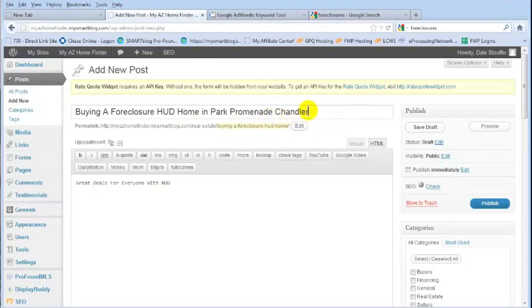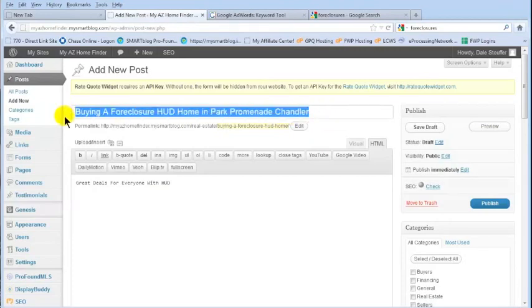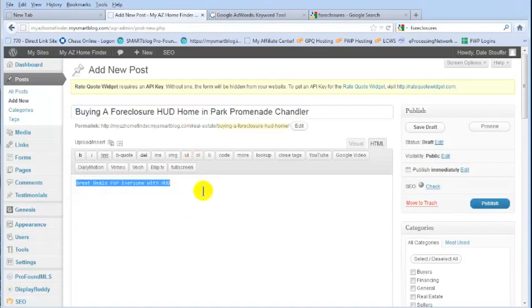Now I have a real specific title for what I'm writing about. Now I can take an article that somebody's written about buying a HUD home and, what we call, repurpose it and rewrite it so it's specific to a specific area that I'm trying to target or farm, or get people into my website, because that's where I like to do business. So I can repurpose an article, right?